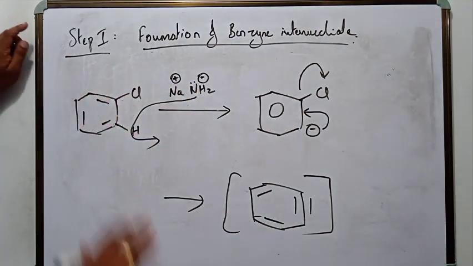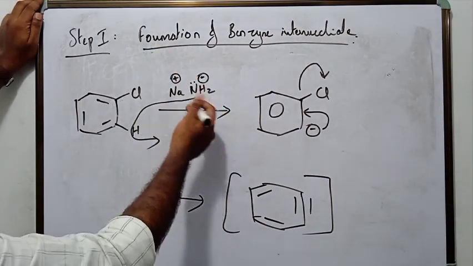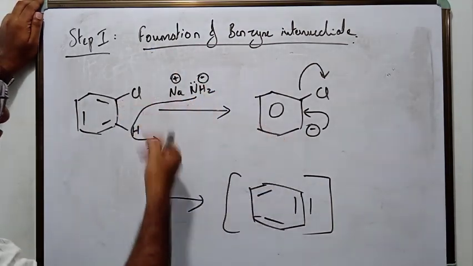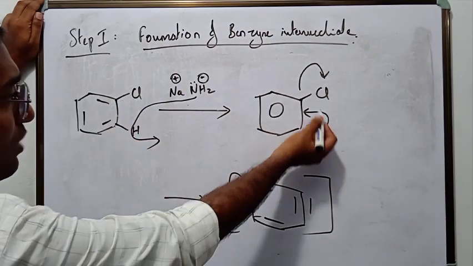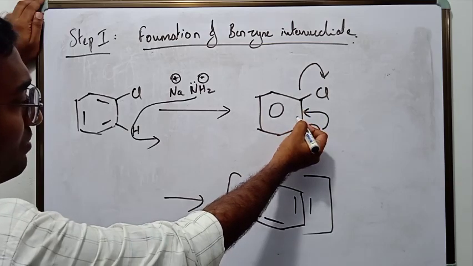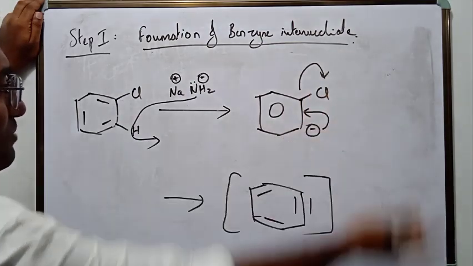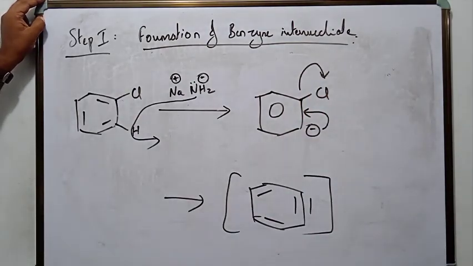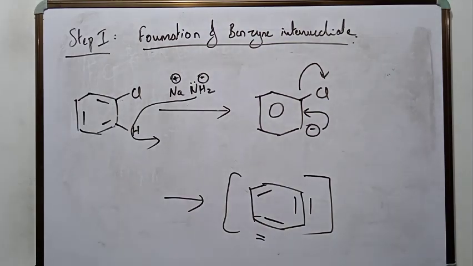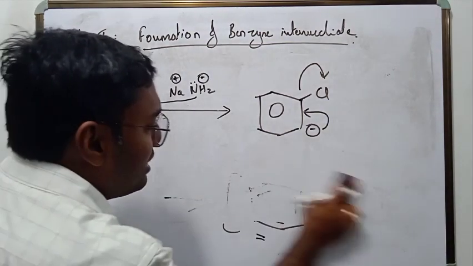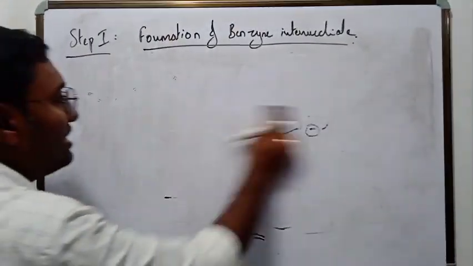Soda amide is not the nucleophile. Soda amide acts as a base. So it knocks out H. When it knocks out H, the pair is left here. This pair now comes here as one more bond which forms the triple bond, and Cl minus goes. Cl minus of course wants to go, so it will go. And now we get a benzyne ring. Okay, so this is an intermediate, a very short-lived intermediate. Let us see what happens to the short-lived intermediate in the second step.